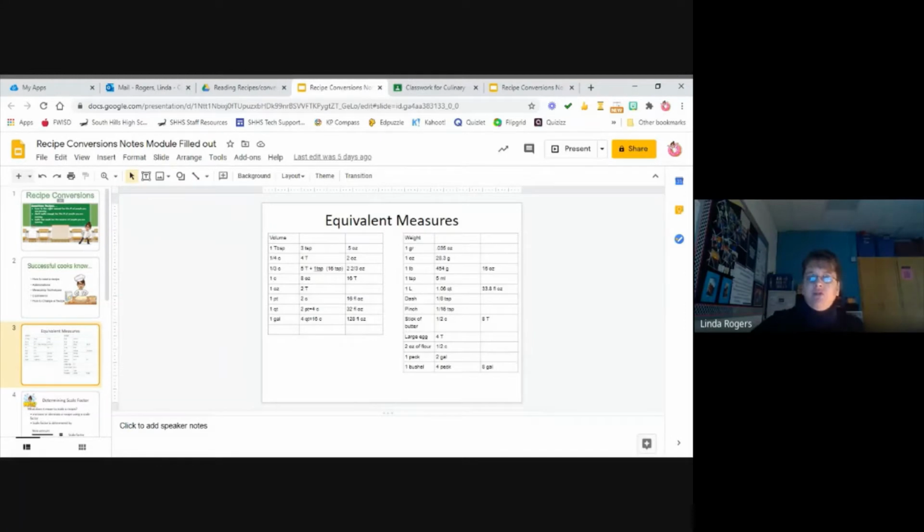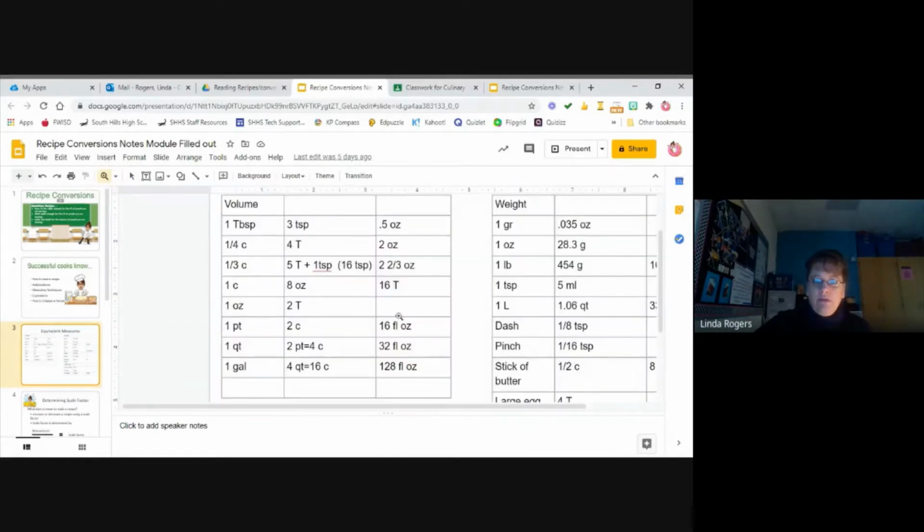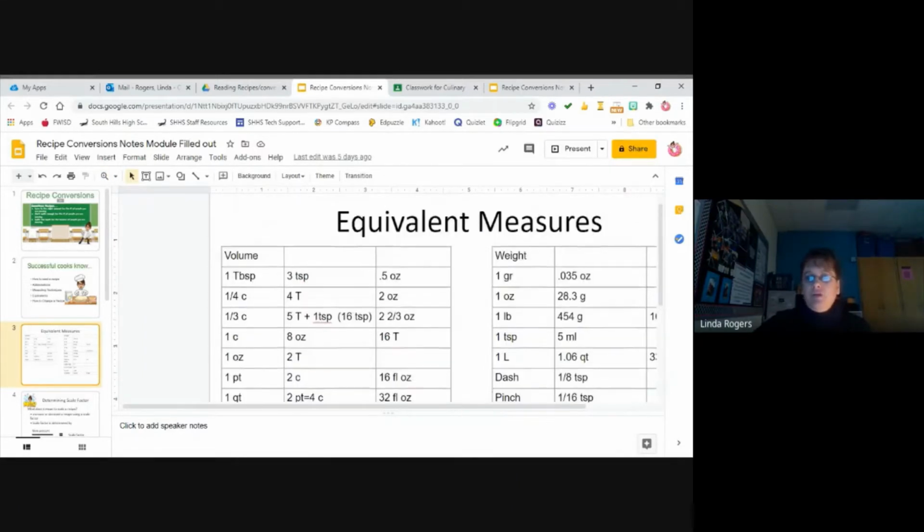Equivalent measures. So volume. Can y'all see that? Let me zoom in a little bit. Is that better? Okay. So let's start with our volume.